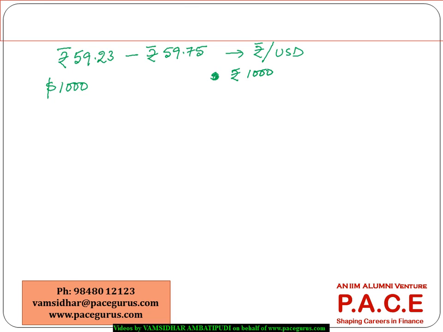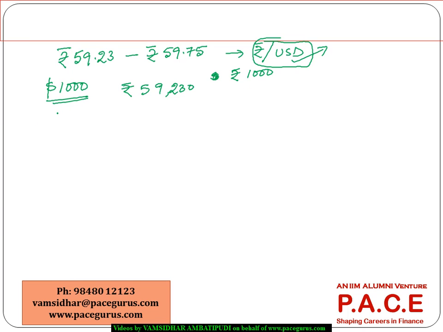If I'm having $1,000, I am selling the dollar. Let's say I'm an Indian. I want rupees, and the quotation is in the form of rupees per dollar. So dollar is the base currency, and I am selling $1,000. The selling has to happen at the bid rate. So $1 is 59.23 rupees. So $1,000 I would be able to sell at 59,230 rupees. That is when I am looking at the bid.